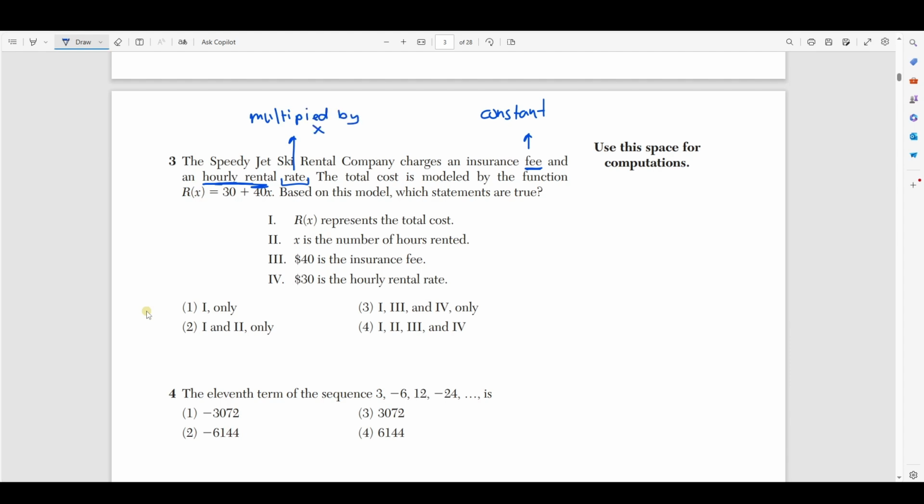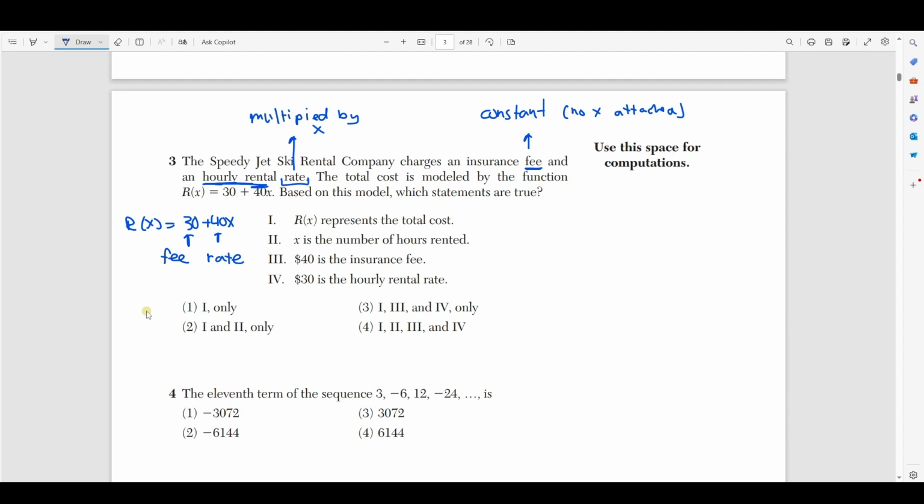That's just how linear functions are. When you have a fee, it's constant, meaning that there's no x attached. And when you have a rate, that means that it's being multiplied by x. So an example, the function r of x is equal to 30 plus 40x. This is going to be your fee, right? Because there's no x attached. And this 40 is going to be the rate because there is an x attached, right?